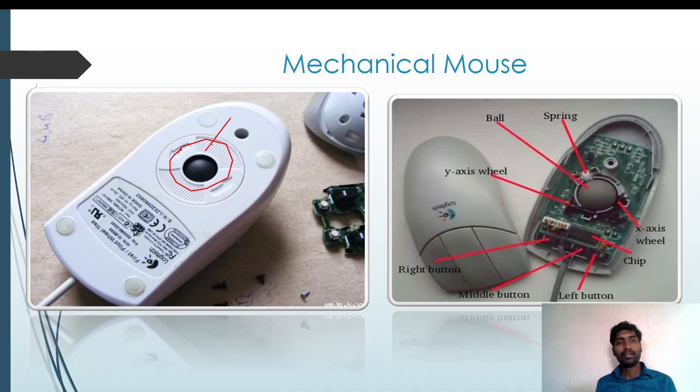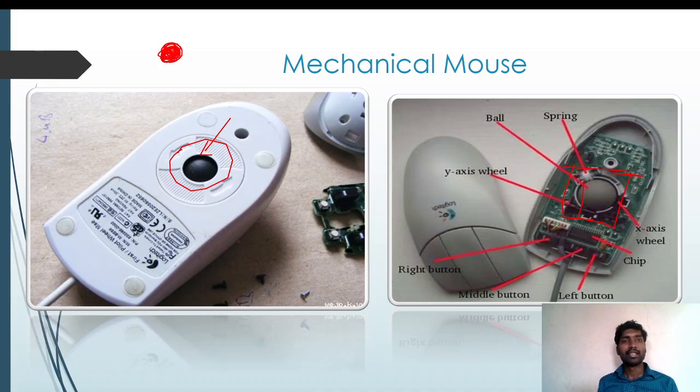This ball will rotate. Based on this rotation, here you can see there is a wall. Actually, what is happening here? Just imagine, this is a ball.